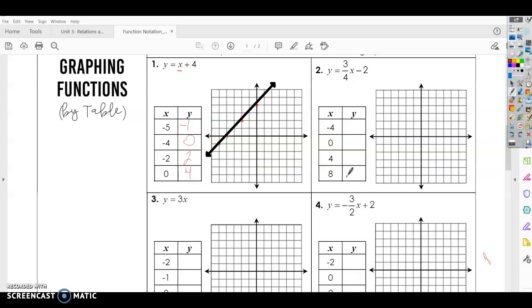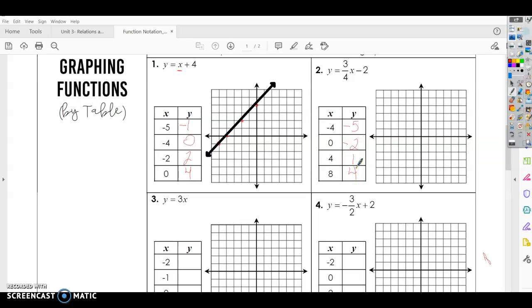All right, number 2. If I take -4 and plug it in for x, -4 times 3/4 is going to be -3. -3 minus 2 is -5. Take 0 times 3/4 is 0, minus 2 is -2. And 4 times 3/4 is 3. 3 minus 2 is 1. And then take 8 and substitute it in. 8 and 4 reduce gives me 2, so that gives me 6 minus 2, which is 4.